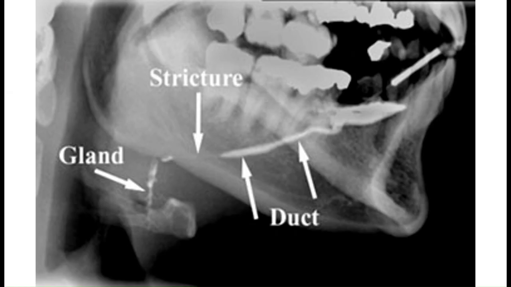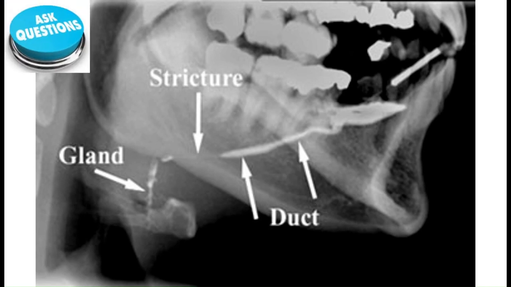This is a sialogram of Wharton's duct, and you know now what a sialogram is: an investigation to show the patency of the ducts of the glands. And here the gland has a structure in its duct, and here's the structure, and that's the gland itself, which is surely enlarged.